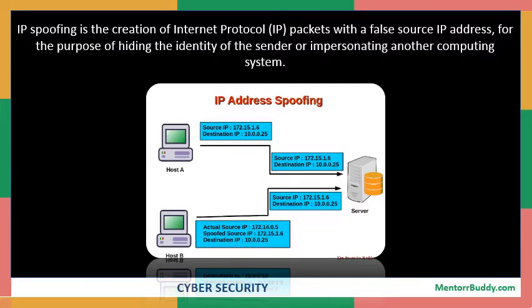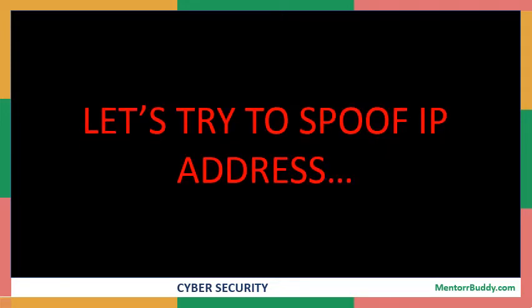So when we use this IP, this is called my spoof IP address, and this is my actual IP address. So when we send a request to the server, it is not able to identify whether this request is coming from the original IP address or from the masked IP address. So in this way, we can identify whether the IP address is spoofed or not. So now let's try to spoof an IP address. Let's try to change the IP address of our system.